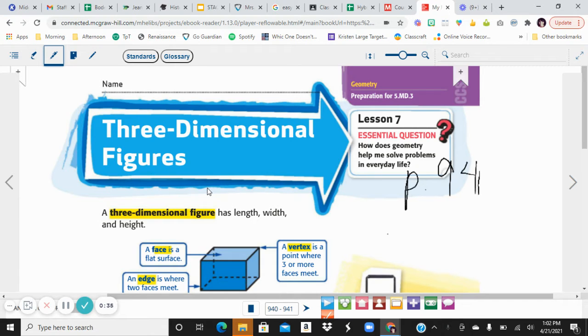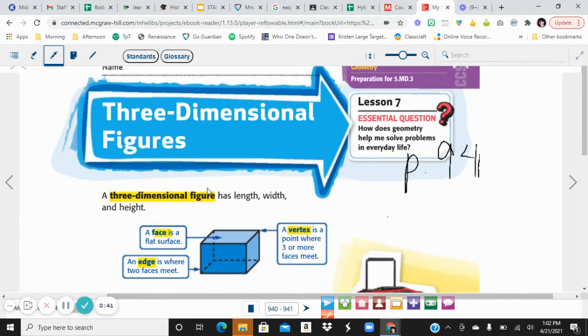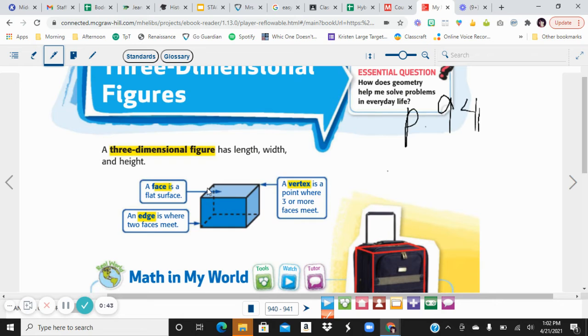So we did this yesterday a little bit with nets, working on the difference between a two and a three-dimensional figure, but we didn't do a lot of explanation. So let's go ahead and jump into it. A three-dimensional figure is something that has length, width, and height, all three dimensions. It's not flat like just a square with just two dimensions.